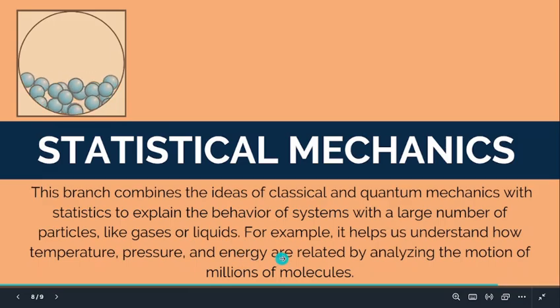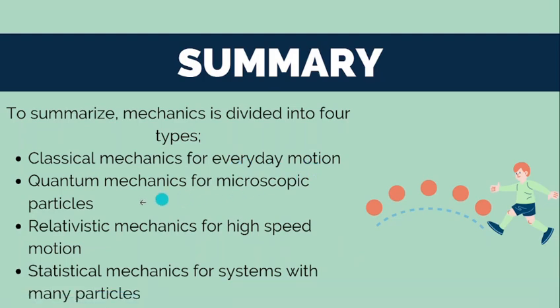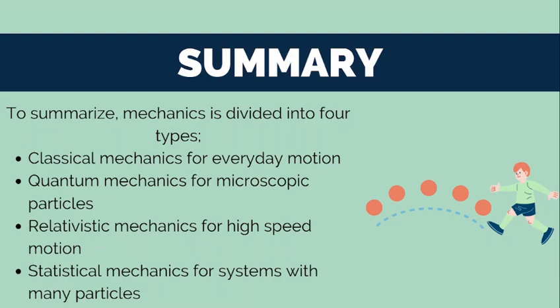and averages. Recap. Classical mechanics explains the motion of everyday objects. Quantum mechanics deals with the strange behavior of tiny particles. Relativistic mechanics covers objects moving at near light speeds. Statistical mechanics connects particles and large systems through probability. Mechanics truly is the key to understanding the physical world from the smallest particle to the vast universe.